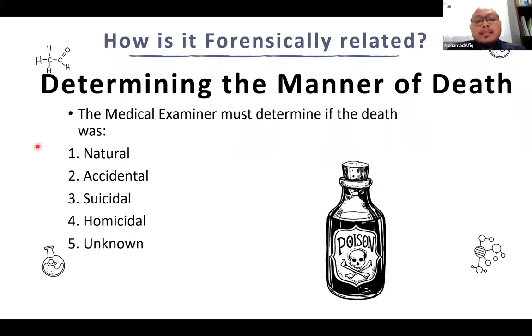Manner of death, only these five. For example, the manner is natural, and the cause of death is a heart attack. For example, the manner of death is accidental, the cause of death may be bleeding, a huge amount of bleeding at the head of the victim. Suicidal, because of poisoning, the cause of death being a huge amount of poison or pesticide inside his blood. So that is the difference between the manner of death and the cause of death.